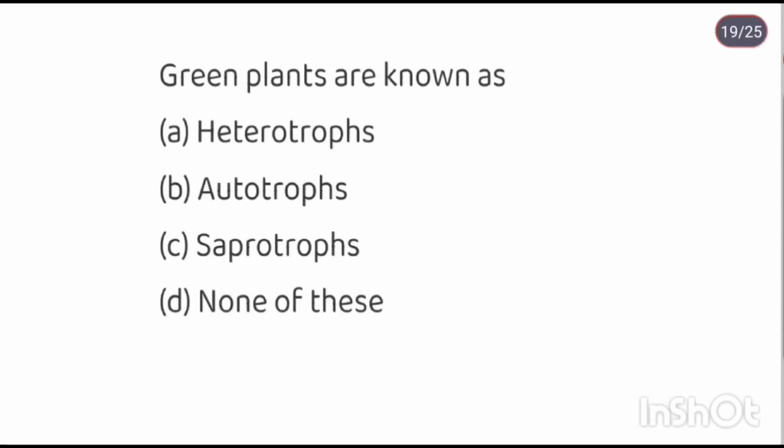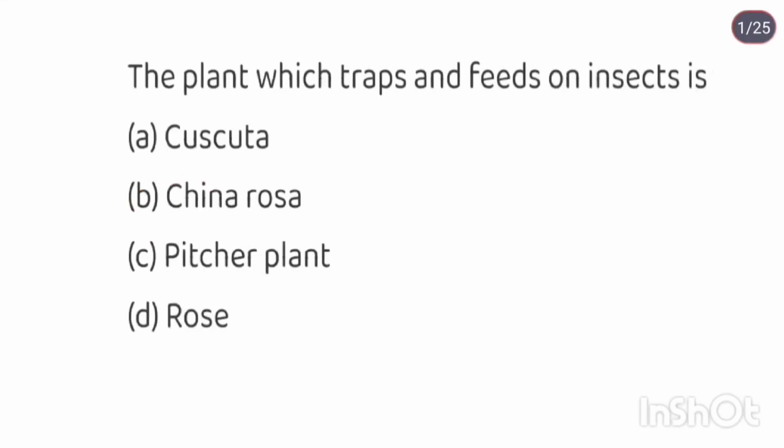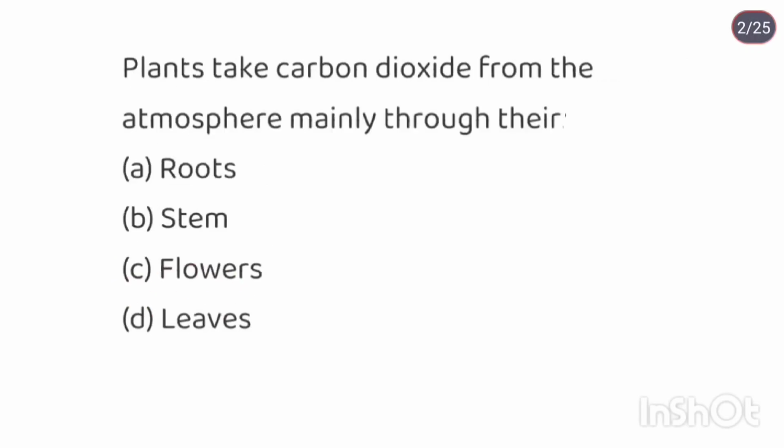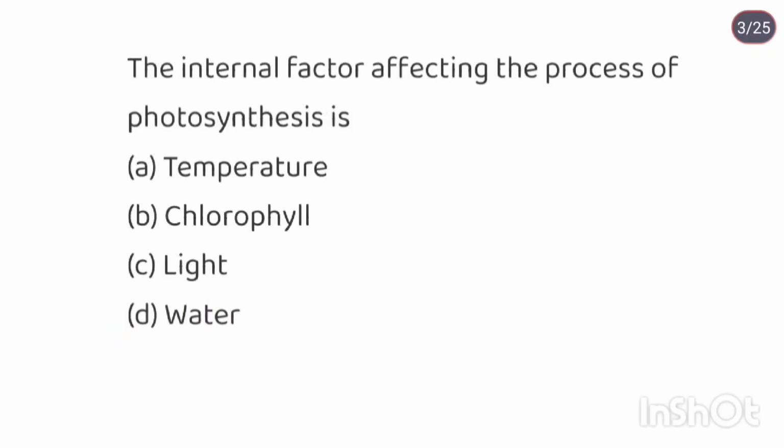bacteria. Green plants are known as option B, autotrophs. The plant which traps and feeds on insects is option C, pitcher plant. Plants take carbon dioxide from the atmosphere mainly through their leaves. The internal factor affecting the process of photosynthesis is chlorophyll.